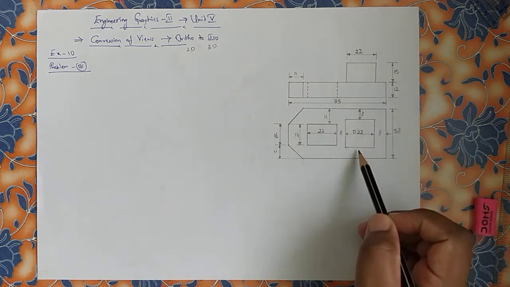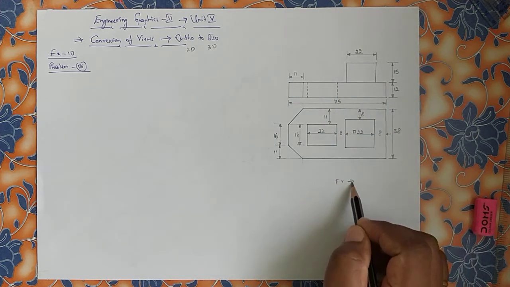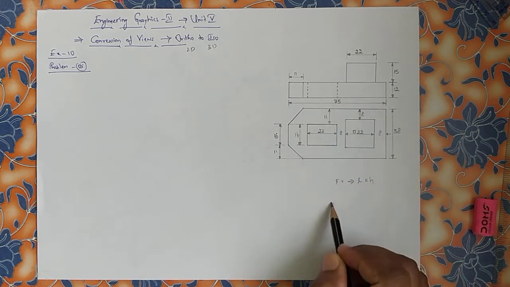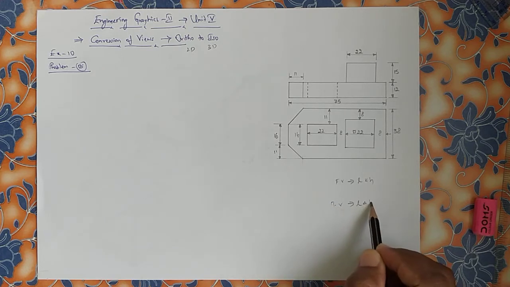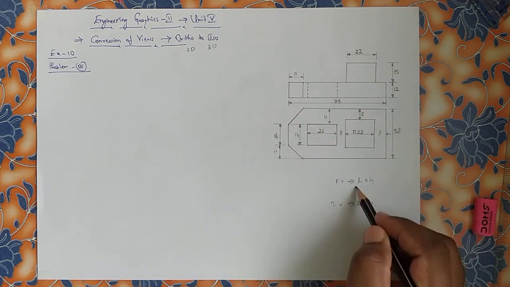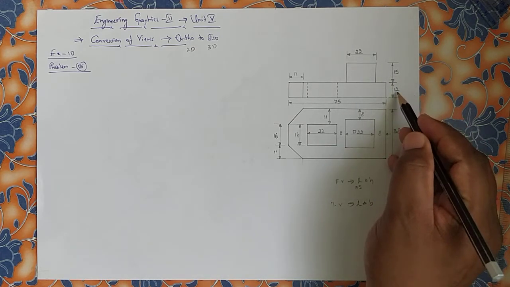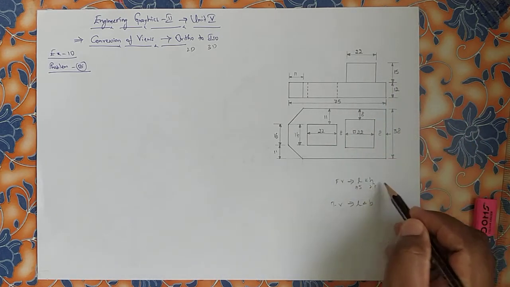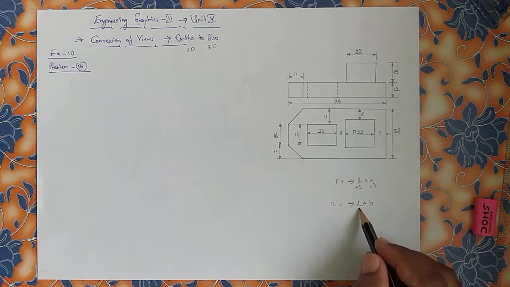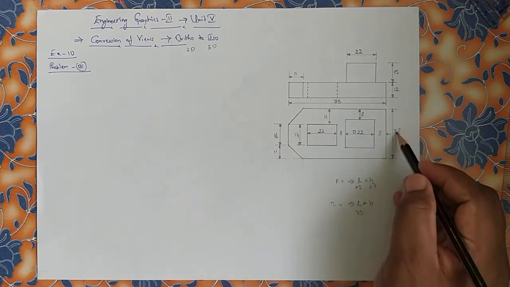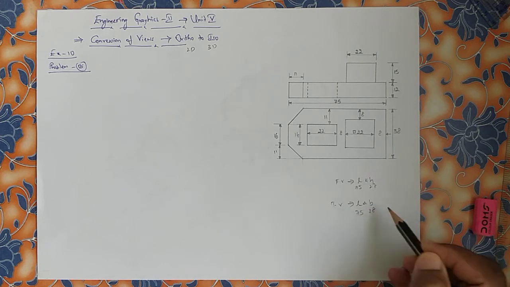This is the front view and this is the top view. Front view covers length and height. Top view covers length and breadth. Total length you can observe it as 75, height 15 and 12, 27. Length again 75, breadth it's clearly mentioned as 38.